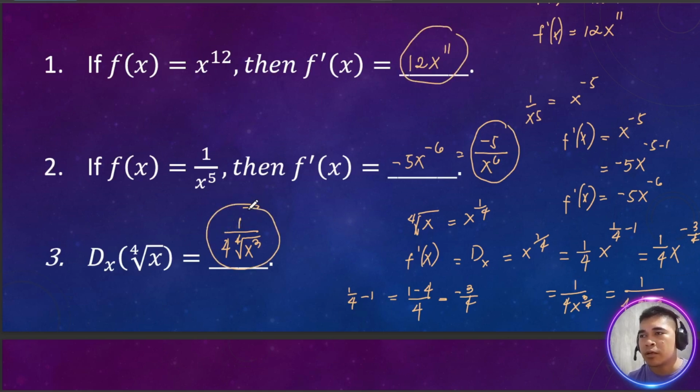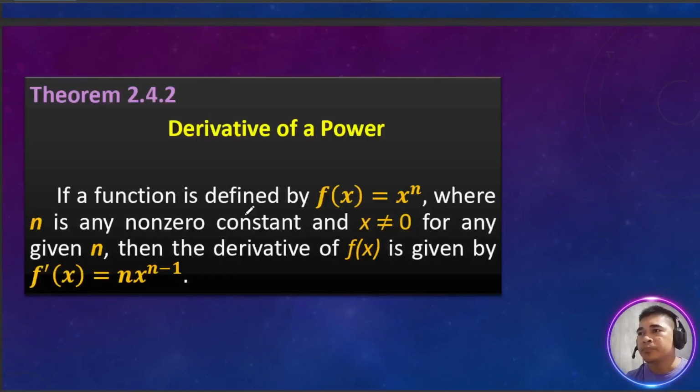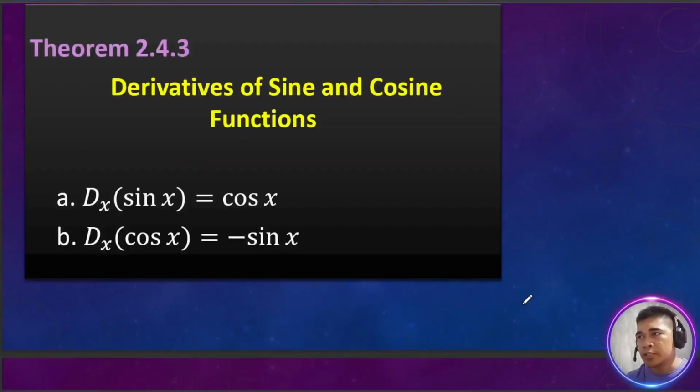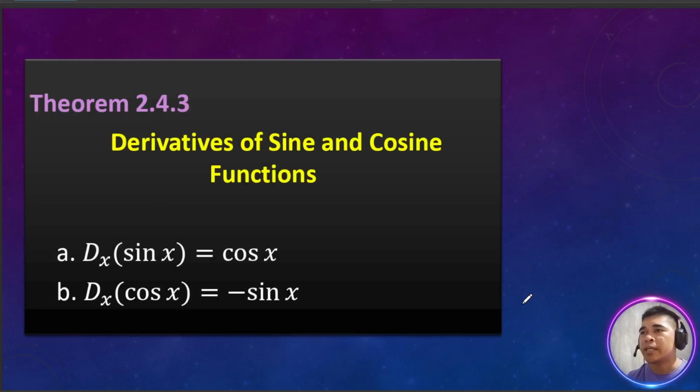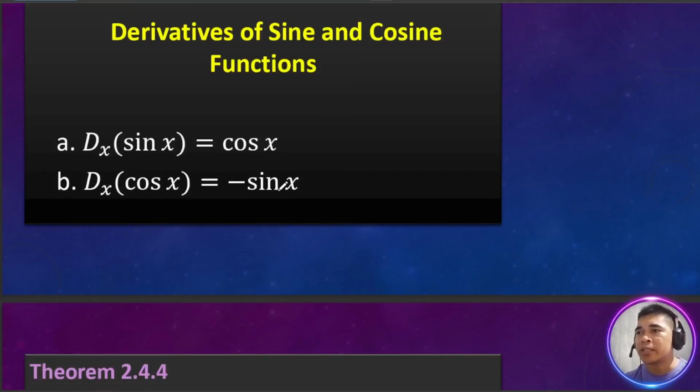So that is the application of derivative of a power. Next is derivatives of sine and cosine function. That is theorem 2.4.3. So the derivative of sine x is equal to cosine x, and the derivative of cosine x is equal to negative sine x. The only difference is that the derivative of cosine x has a negative sign for sine x, but the derivative of sine x is always positive cosine x.